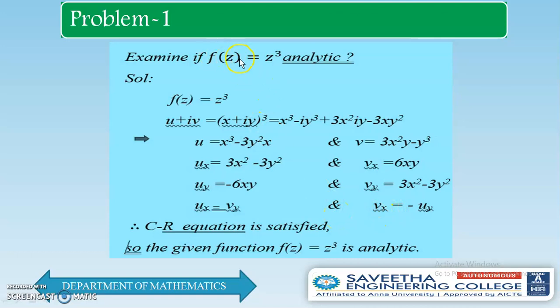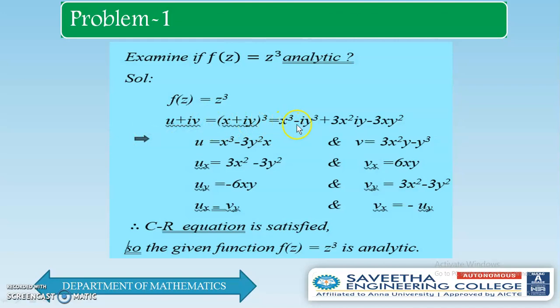First we write the given function, f of z equal to z cube. I already told you f of z is in the uv plane and z is in the xy plane. So we replace f of z by u plus iv, and z cube by x plus iy whole cube. Next we expand this using the formula for a plus b whole cube, which is a cube plus b cube plus 3a square b plus 3b square a. Here we replace a by x and b by iy.